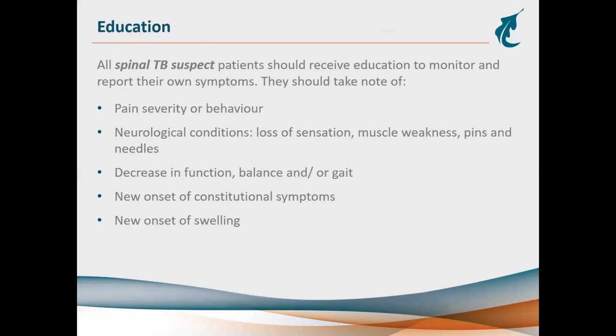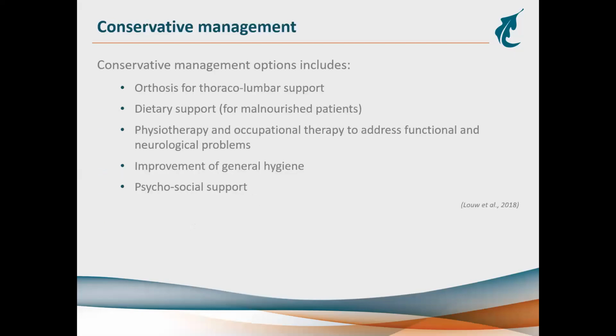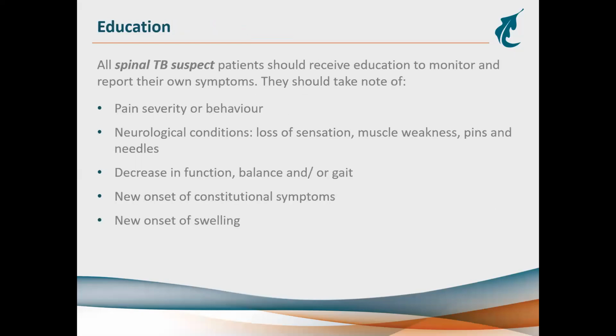And then education. All spinal TB suspect patients should receive education to monitor and report their own symptoms. So they should take note of pain severity and behavior, neurological presentations such as loss of sensation or muscle weakness or even pins and needles. If there's a decrease in function, balance, and or gait, if there's any new onset of constitutional symptoms or new onset of swelling. So these are very important points for the patient to look out for in their own capacity at home.